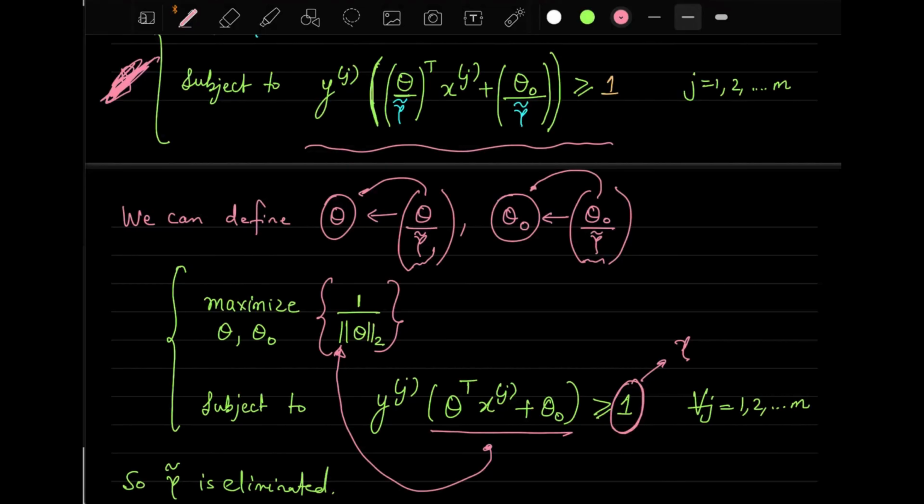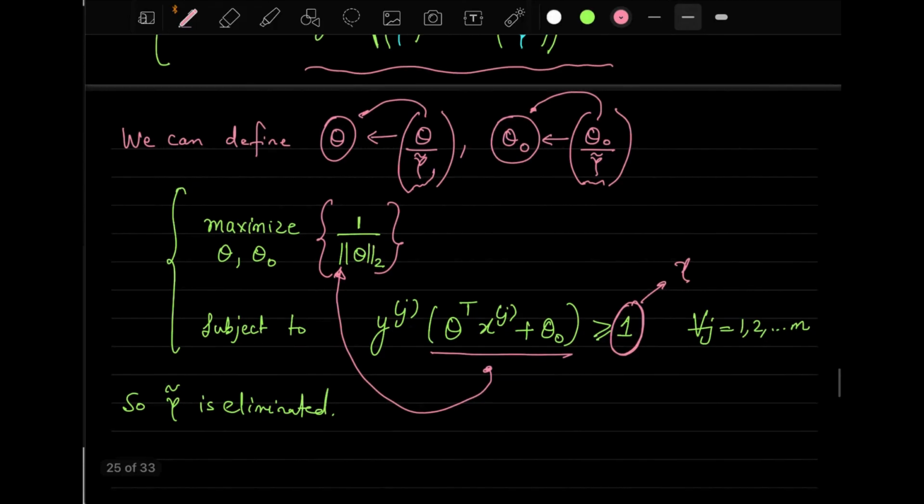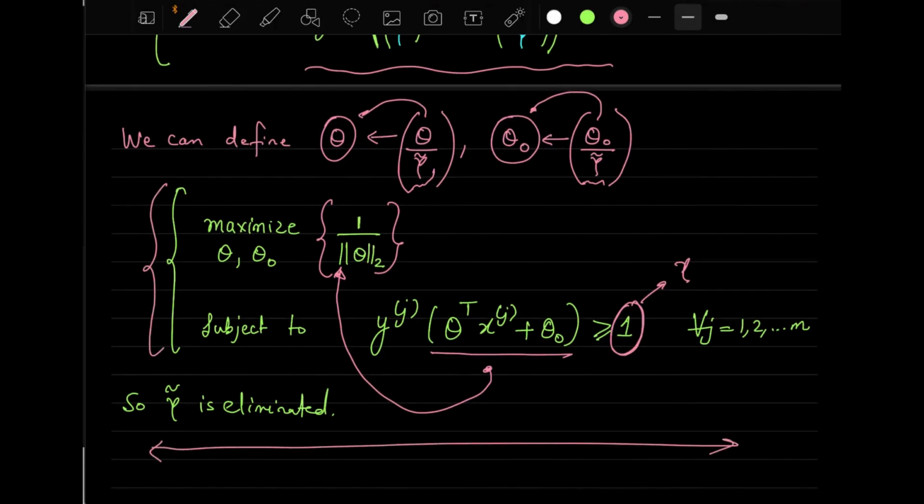So now this is the actual support vector machine cost function, or you can say the objective function that we want to minimize. This is in the proper format of the support vector machine problem, which we will discuss in our next lecture.